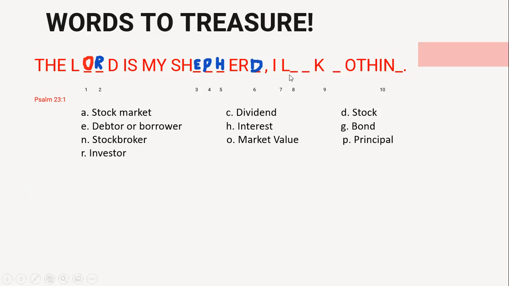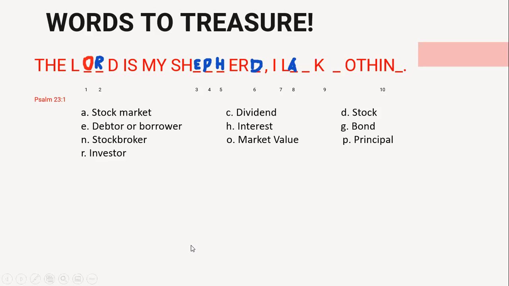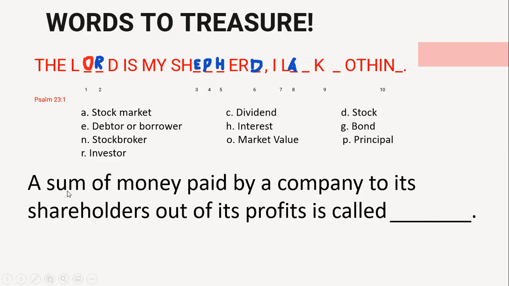Next word, ano kayang word yan? An equity market where regular activities of buying, selling, issuance of shares of publicly held companies take place. Anong tawag po natin doon? Kung saan kayo pwedeng mag-invest, it's the stock market. Okay? And the next word natin, ito na yung nagiging kita. Diba, nag-invest kayo, after a year, may ipapamahagi sa inyong pera. So yung makukuha ninyo doon, yun yung tinatawag natin na dividend. Okay? So, ayan, nakukompleto na.